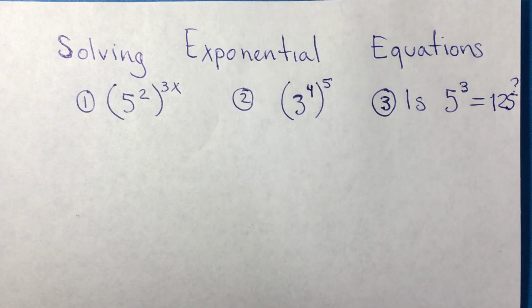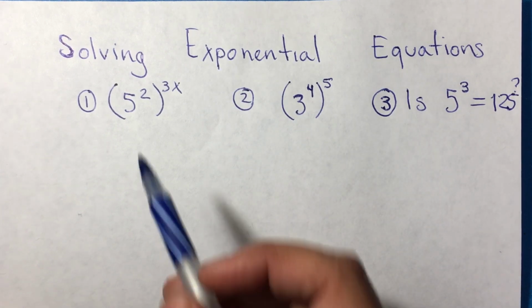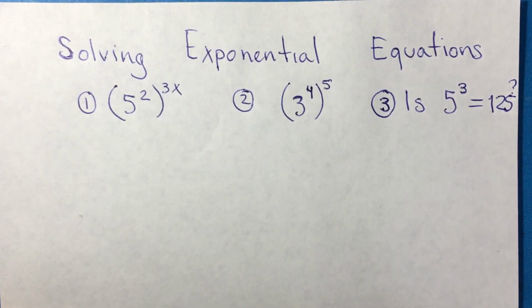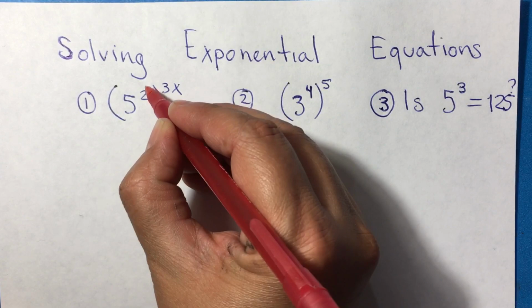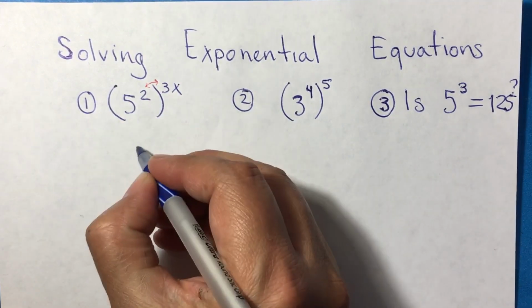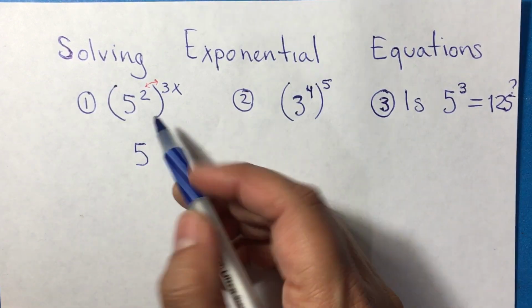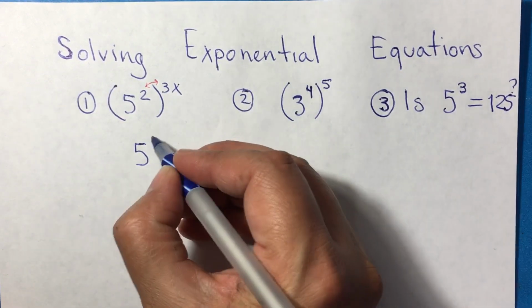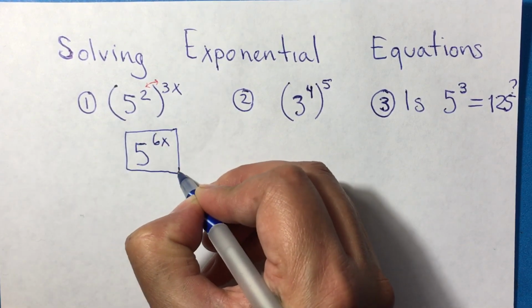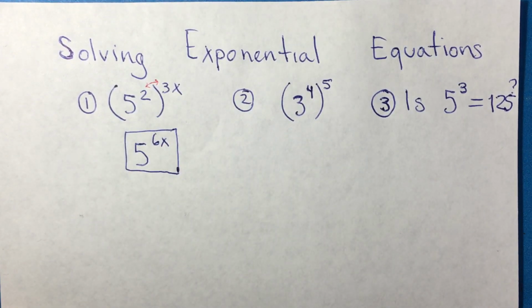Welcome back. If you recall, we have learned that when we have a power raised to another power, all you have to do is multiply the exponents and keep the same base. So we keep 5 and we will multiply 2 times 3x. That's going to be 6x. That's all we can do right now, and so you leave it as that.